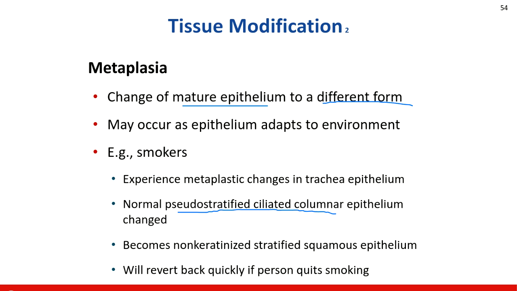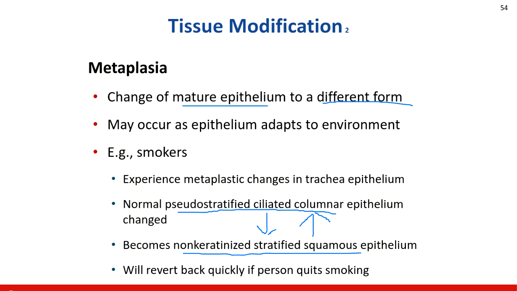But with smokers, as they start to smoke continuously, that epithelium will then transition into non-keratinized stratified squamous epithelium. And that's just a way that your body adapts to the harmful effects of the tobacco and the other toxic chemicals that are inside. But once that person quits smoking, they'll quickly revert back to the pseudostratified ciliated columnar epithelium.